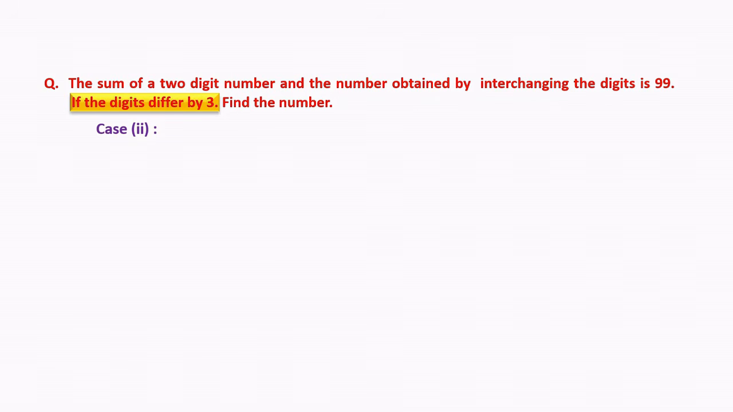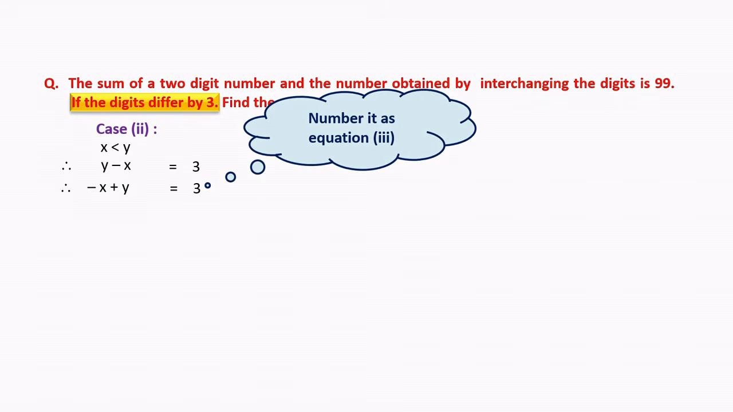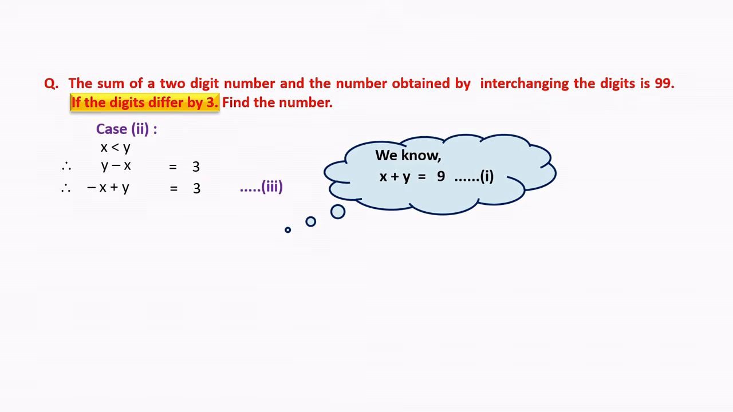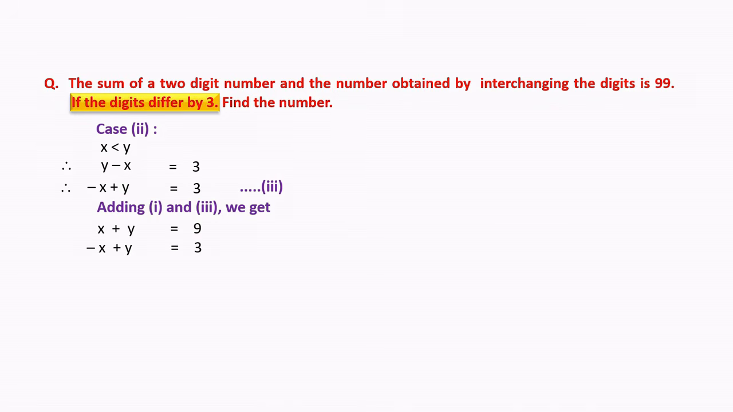Now, let us consider case 2, when y is greater than x. So, y minus x equals 3. This is equation 2. We already have equation 1, x plus y equals 9. Now, solving these two equations. x plus y equals 9 and y minus x equals 3.